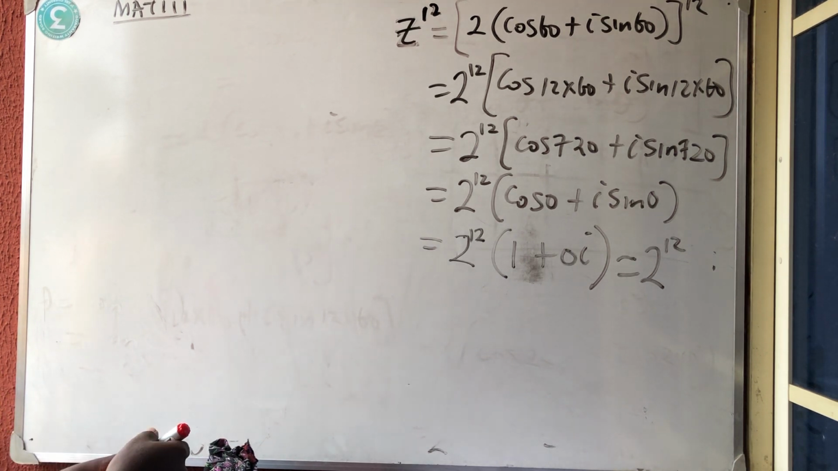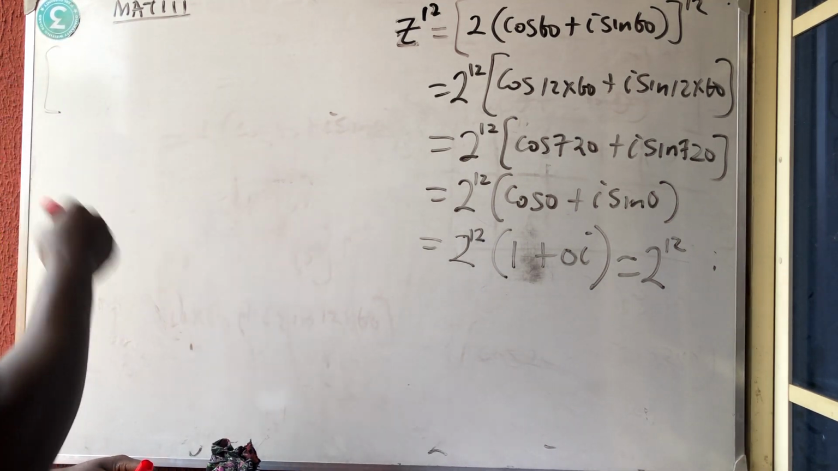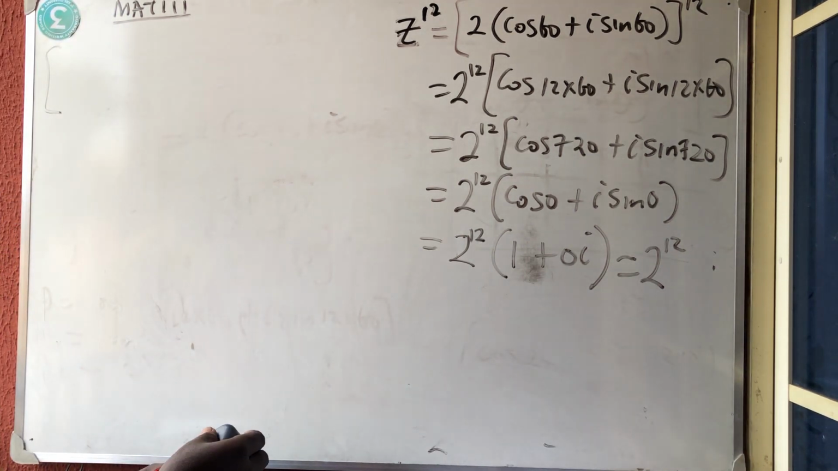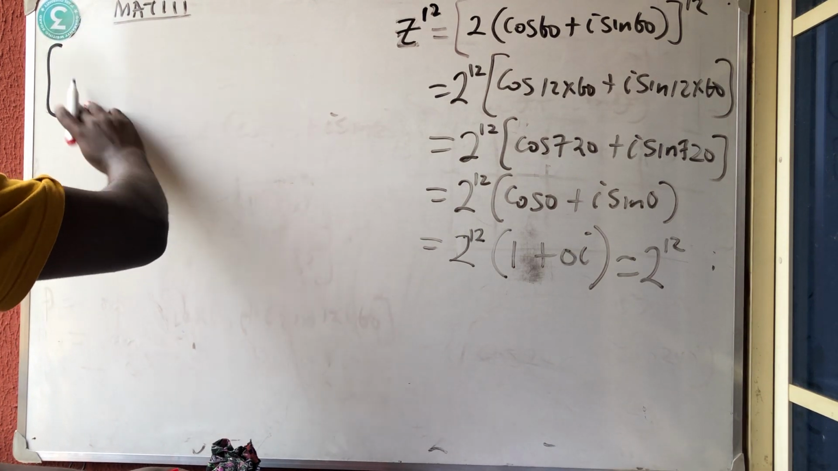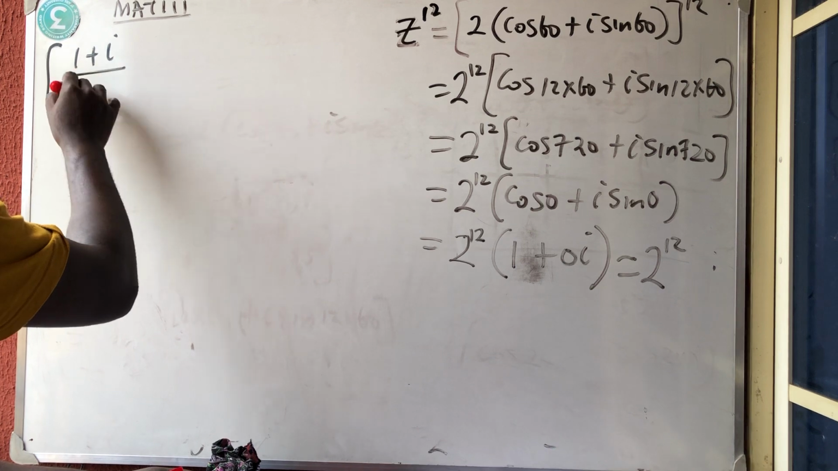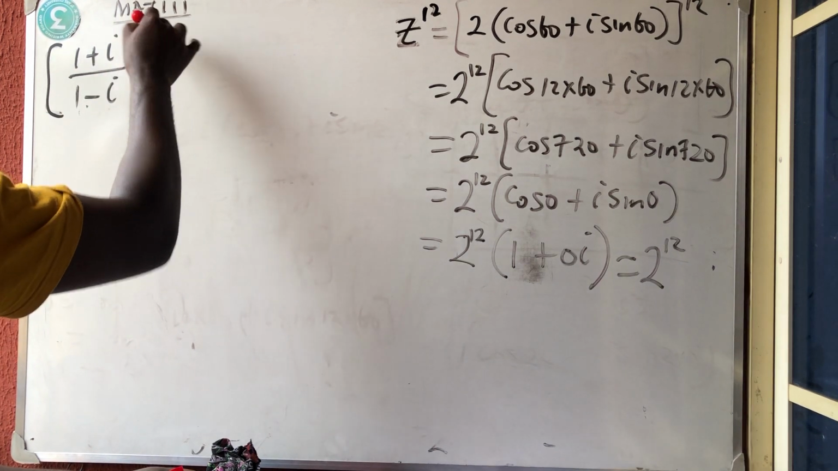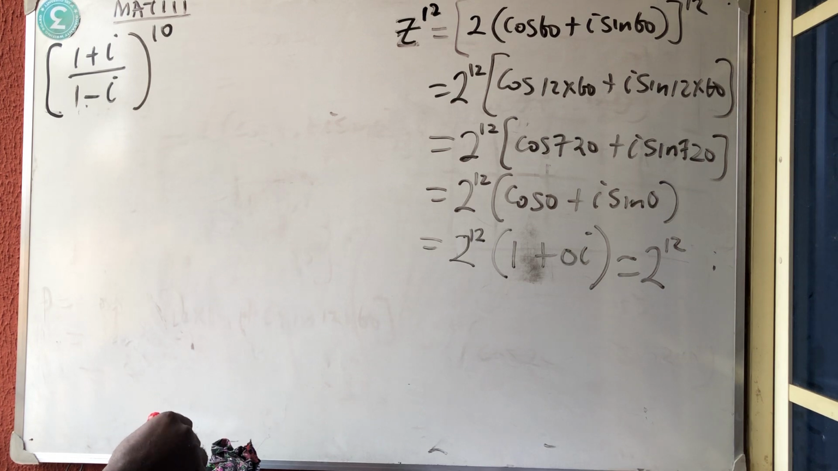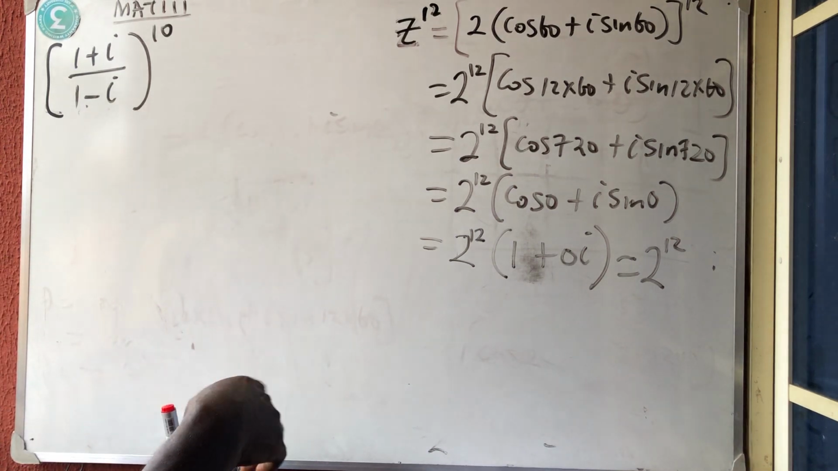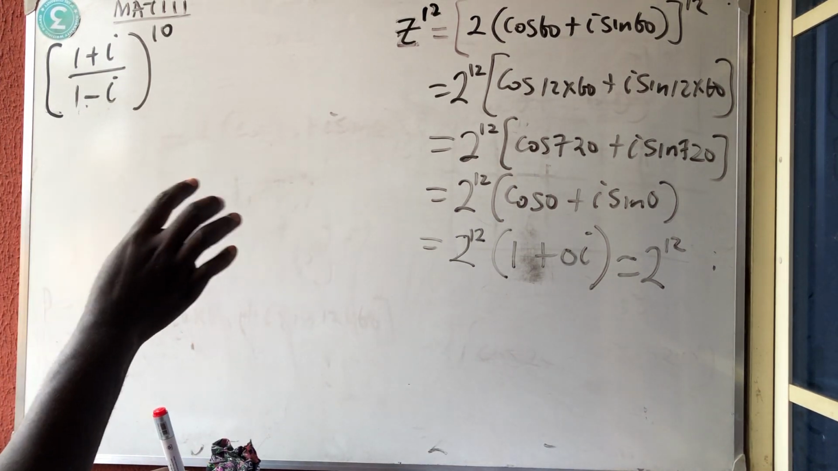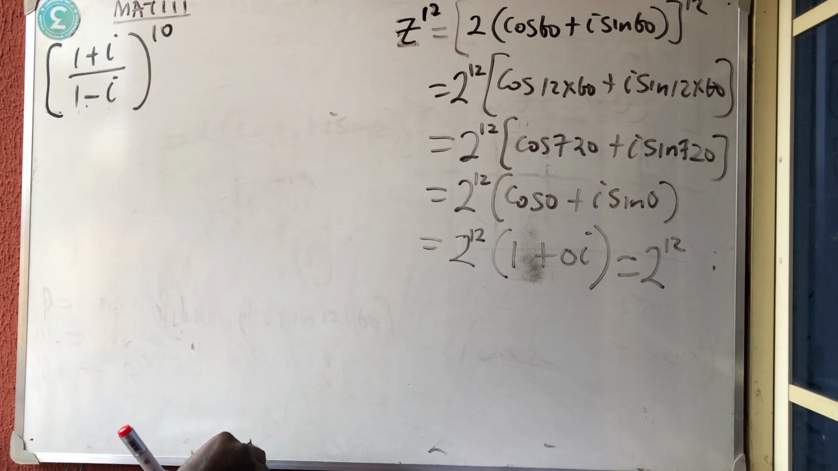So solve this for me. In our next video we'll talk about the nth root of a complex number. This question says 1 plus i all over 1 minus i, all raised to power 10. The easiest way to do this is just to rationalize. Anything you get, if it is still a complex number, you change it to polar form, and then from polar form you can get your answer.